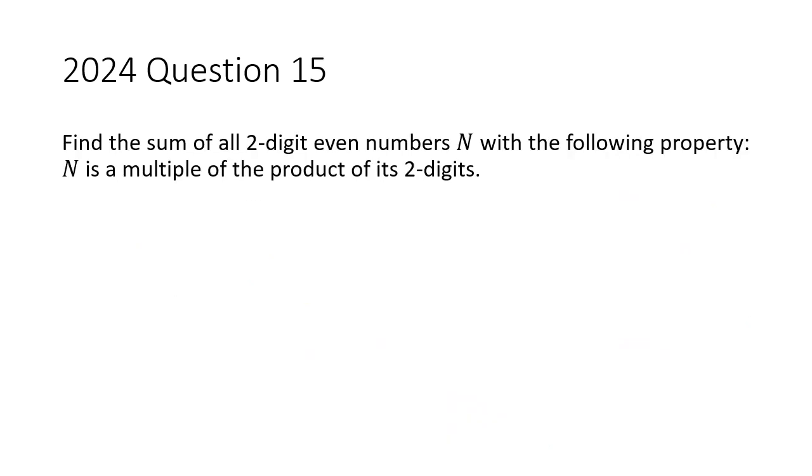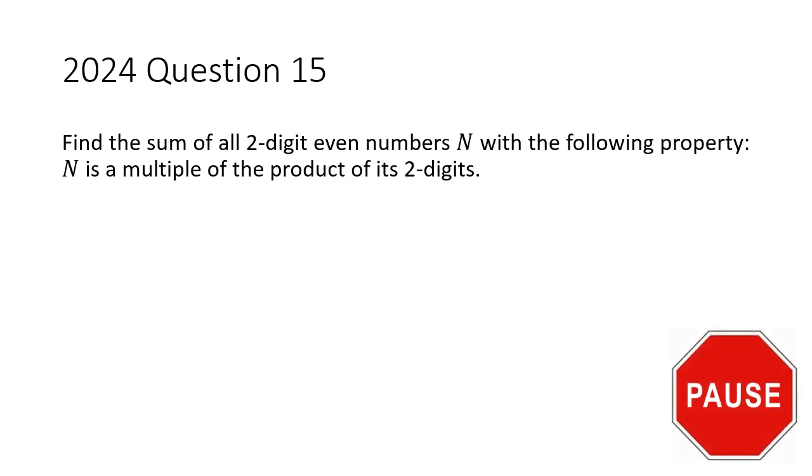Question 15, the last question for this video. Find the sum of all two-digit even numbers n with the following property: n is a multiple of the product of its two digits. Pause the video here and give this question a good try.